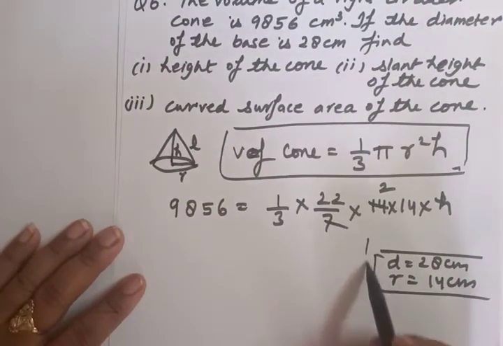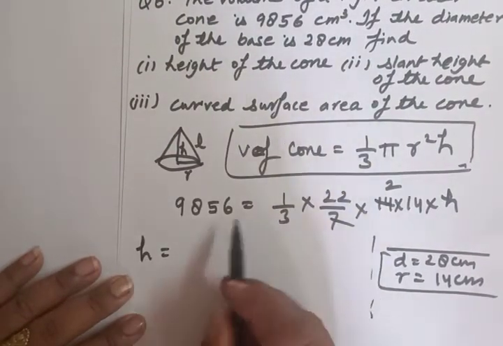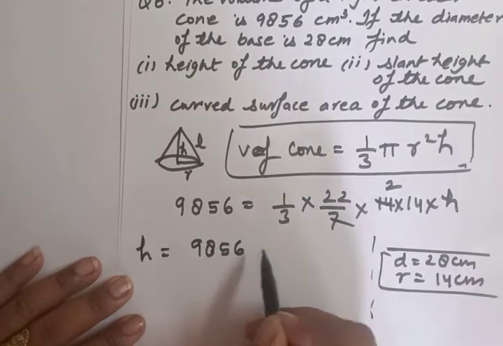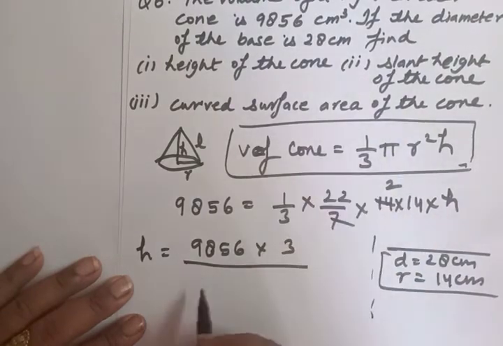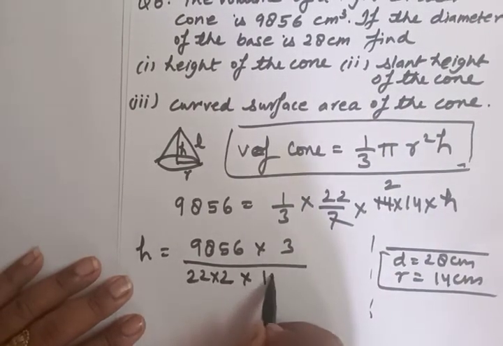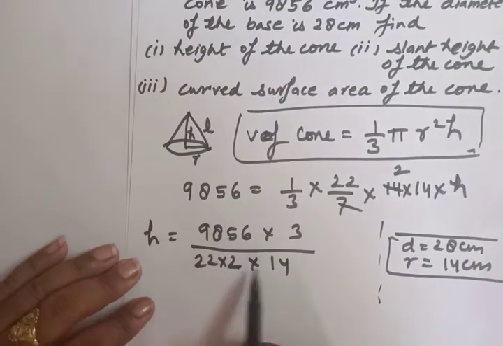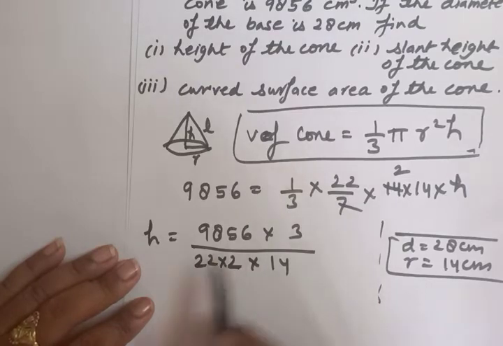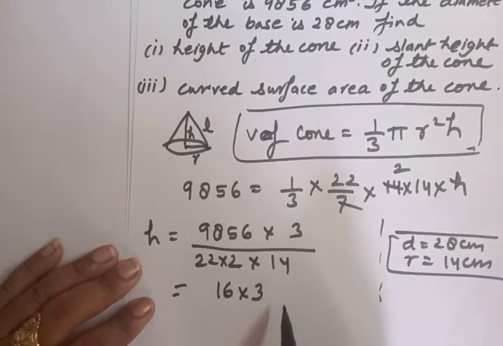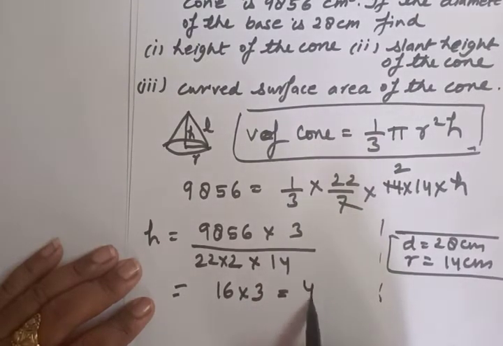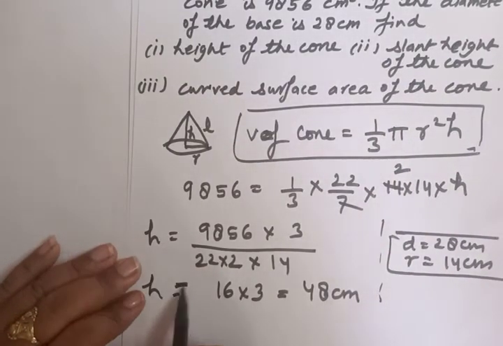So we will take h to the left-hand side, and take all the other terms to the right-hand side, with 3 coming in the numerator upon 22 into 2 into 14. We can see many numbers here are divisible by 2. By cancelling, we get 16 into 3, that is equal to 48 centimeter. So we have found the height of the cone.